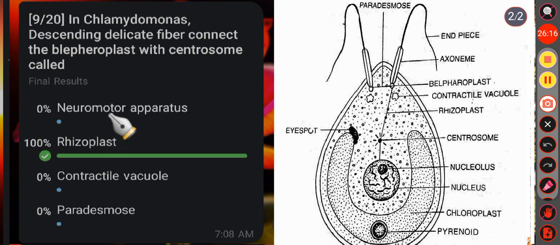Then see the other options. First, neuromotor apparatus. In Chlamydomonas, the neuromotor apparatus is a fibrous system that connects the flagellar apparatus to the cell nucleus, and it helps to control the movement of the thallus. Then in option C, that is contractile vacuole. The contractile vacuole is a specialized cell organelle that actively regulates the amount of water inside the cell, essentially acting as a pump to maintain the cell's proper osmotic balance. So the main function of the contractile vacuole is osmoregulation. Okay.